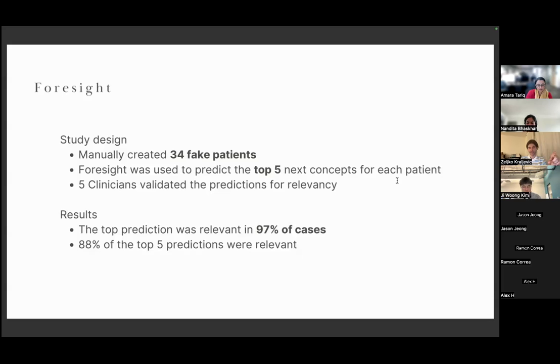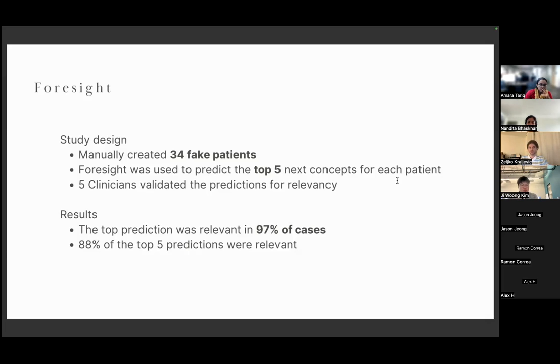We've also validated this on manually created patients. So we basically had clinicians manually create 34 fake patients so that we can publish them and show people what we have done. And then Foresight was used to predict the top 5, basically do a differential diagnosis and predict 5 possible candidates. And then 5 clinicians have validated each one of those predictions.